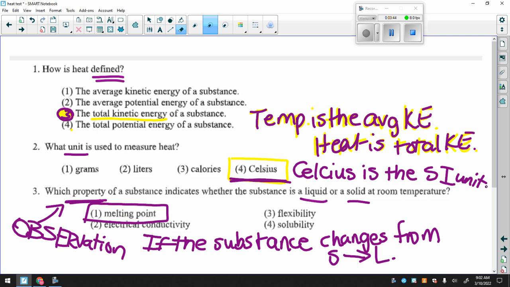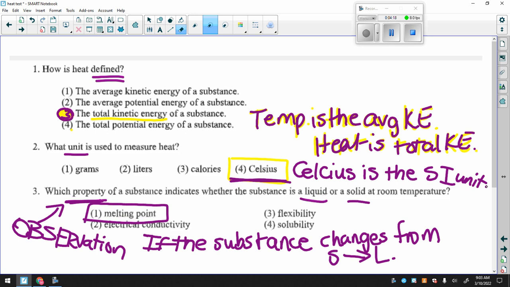All right, number 3 for Jaylene. I'm annotating. The word property means characteristic. It means I have to make an observation. So, which property of a substance indicates whether this substance is a liquid or a solid? Well, when a substance changes from a solid to a liquid, what's happening? It's melting. That's the why. The answer is melting point. Delonte got this right. And the answer is melting point, and the reason why is because it's changing from a solid to liquid.